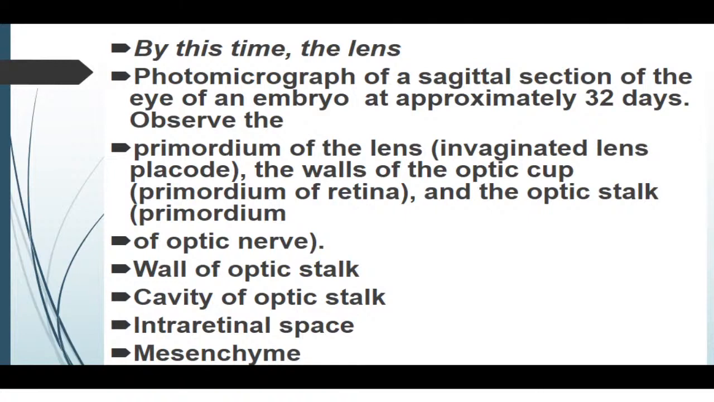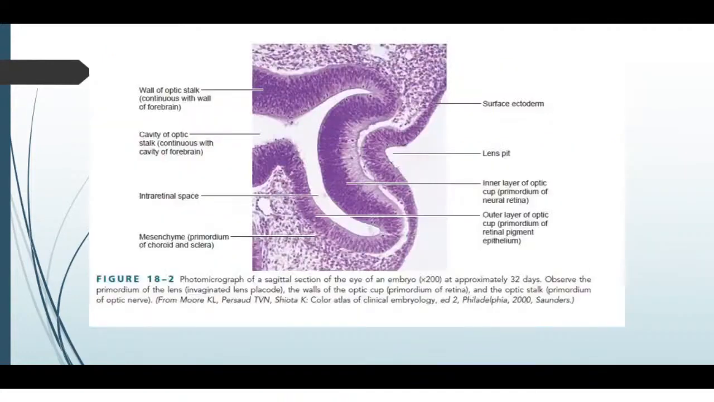By this time, we are talking about the photomicrograph, a sagittal section of the eye of an embryo at approximately 32 days. We observe the primordium of the lens, the invaginated lens placode, which involves the optic cup, primordium of the retina, and the optic stalk, primordium of the optic nerve. This is invagination, and now we see it with the light microscopic technique.